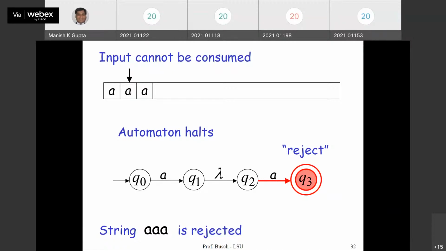If there are parallel computations going on, right? I have shown you that in one path it is rejection, but in the other path it is acceptance. So if there is at least one path which accepts it, you accept the string.